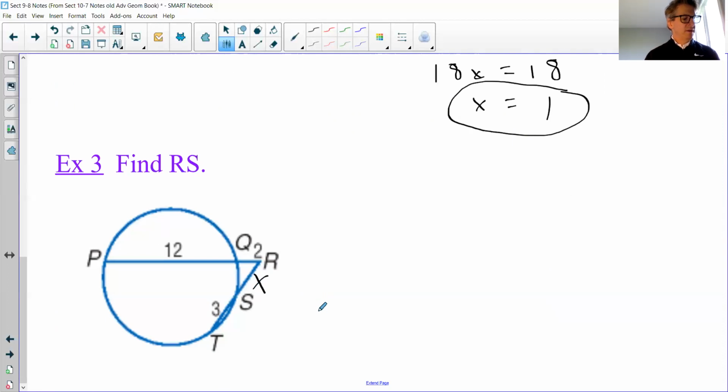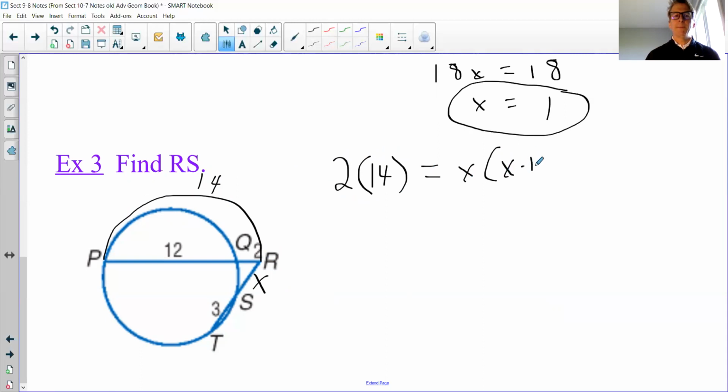And we can see very clearly here that this is 2. And so we're going to take that 2 and multiply it by the addition of all the way. That's 14. So we're going to multiply by the 14. And that will equal X times X plus 3. That side is 3. All the way is X plus 3. Okay, 2 times 14 is 28. And that is equal to X squared plus 3X.